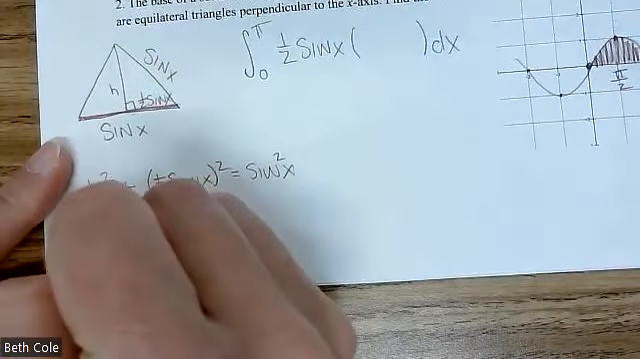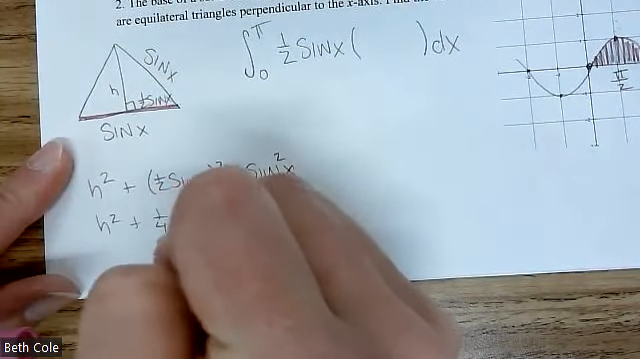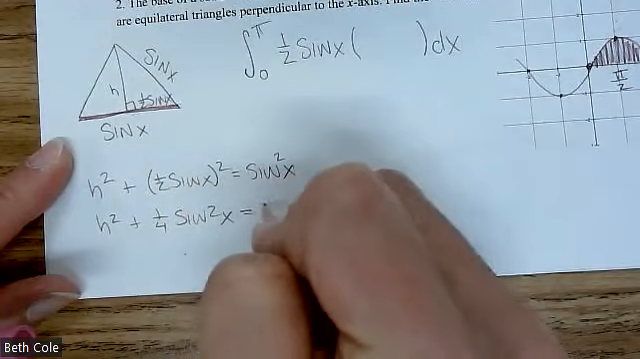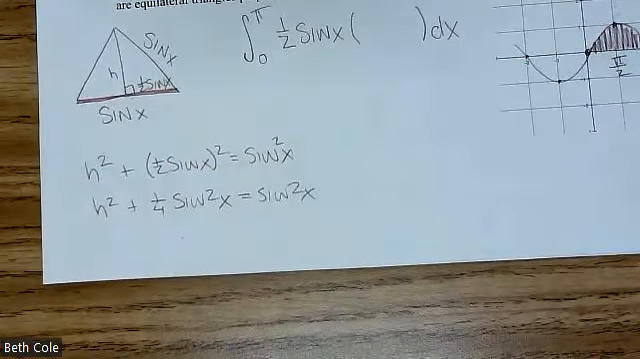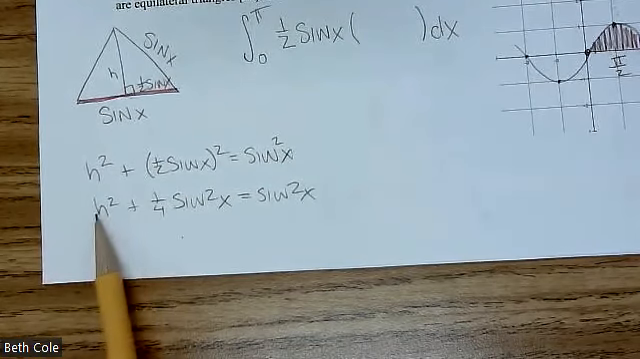1/2 squared would be 1/4. And that's really all I did on that step. I just squared that. Now that looks like a big jumble. So remember what your goal is. You're trying to find h. You want h by itself.